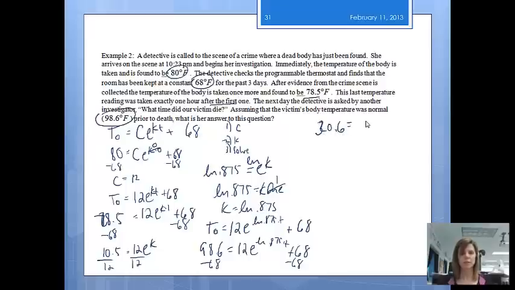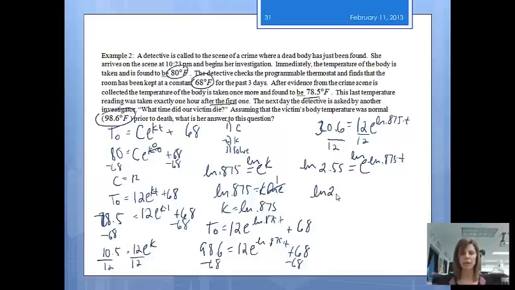So I will get 30.6 is equal to 12 e to the ln 0.875 times t, and then I'll divide both sides by 12, and that also works out to be a very nice answer. That's just 2.55, and again, since it's an exact decimal, I can keep it as a decimal. Otherwise, I just leave it as that messy fraction. So 2.55 will equal e to the ln 0.875 times t. The next thing that I want to do is take the natural log of both sides.